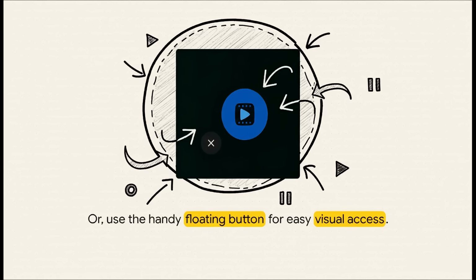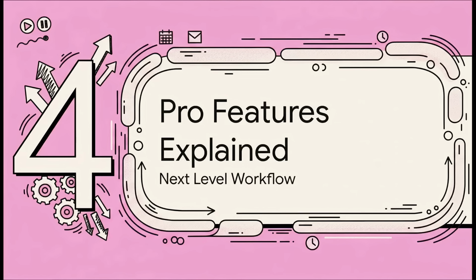And hey, if keyboard shortcuts aren't really your jam, no worries. There's also this neat little floating button. You can set it to pop up right there on the page, so you have a clear visual way to start and stop the cycle with just a click. Okay, so the basics are already super powerful, right? But that is just scratching the surface. Now let's get into the pro features.